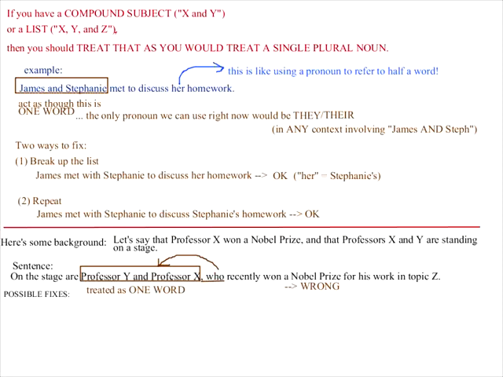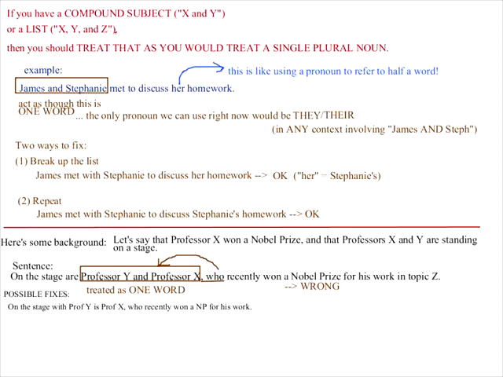One possible fix is: on the stage with Professor Y is Professor X, who recently won a Nobel Prize for his work. That's one possible fix. Another fix is, yes, one of you, Hertanto, is the student who put this. Maybe you know which problem this is modeled after, because that's exactly the way they do it in that problem.